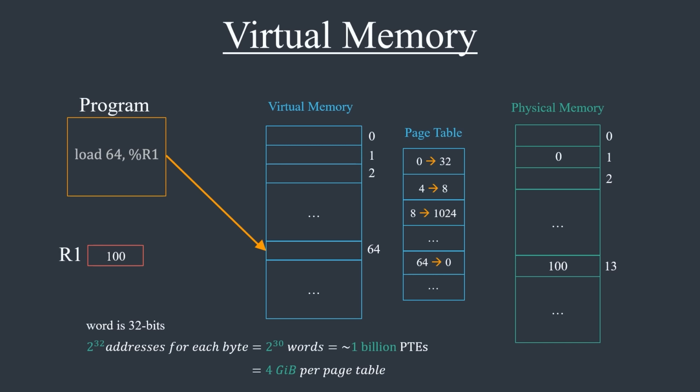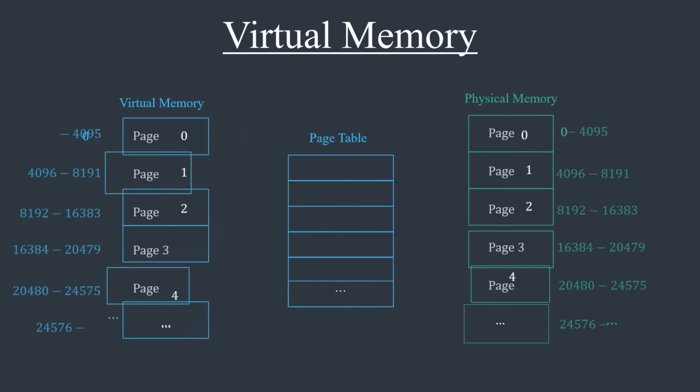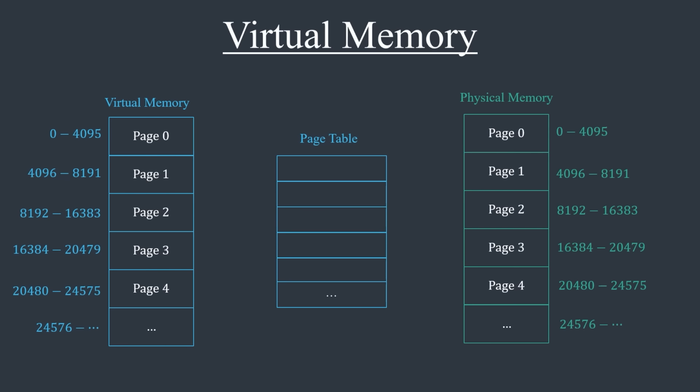We can divide the memory into chunks, which we call pages, hence the name page table, and map pages of memory instead of mapping each individual word. For example, virtual addresses 0 to 4095 are mapped to some physical addresses, say 16,384 to 20,479. This means that we don't need a single page table entry for each word anymore. Instead, we need one entry for every 4 kilobytes of data, which is 1024 words.